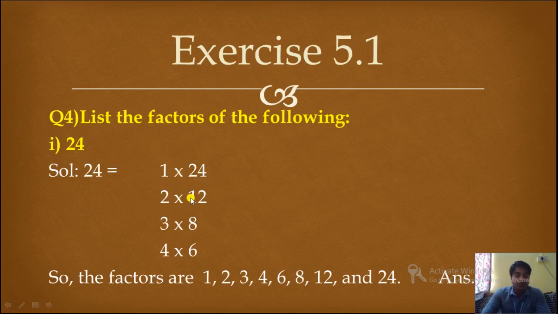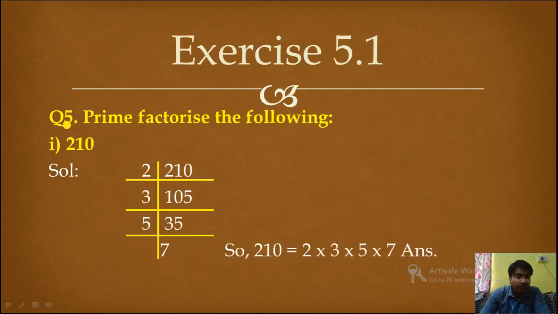Now 2 into 12 is equal to 24. So 2 and 12 are factors of 24. 3 into 8 is equal to 24. So 3 and 8 are factors of 24. 4 into 6 is equal to 24. So 4 and 6 are factors of 24. Apart from that we don't have any number. So the factors are 1, 2, 3, 4, 6, 8, 12 and 24. This is the answer.